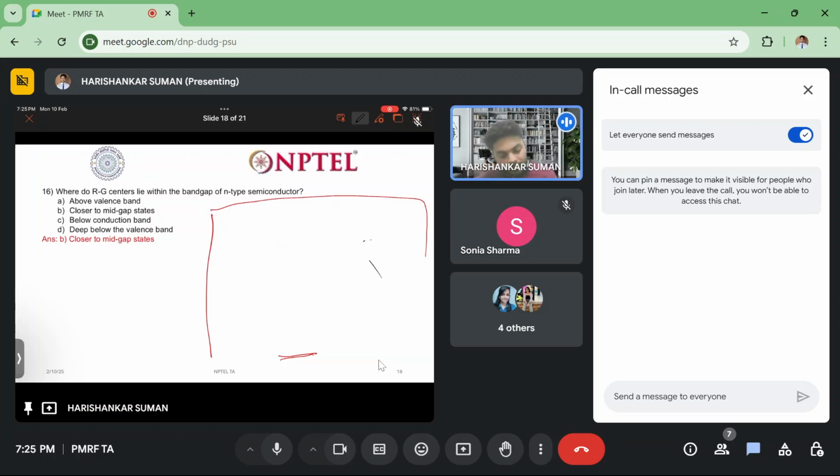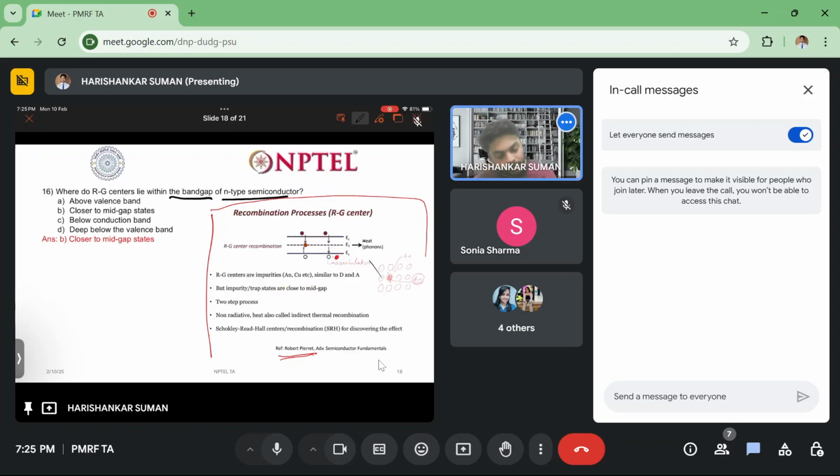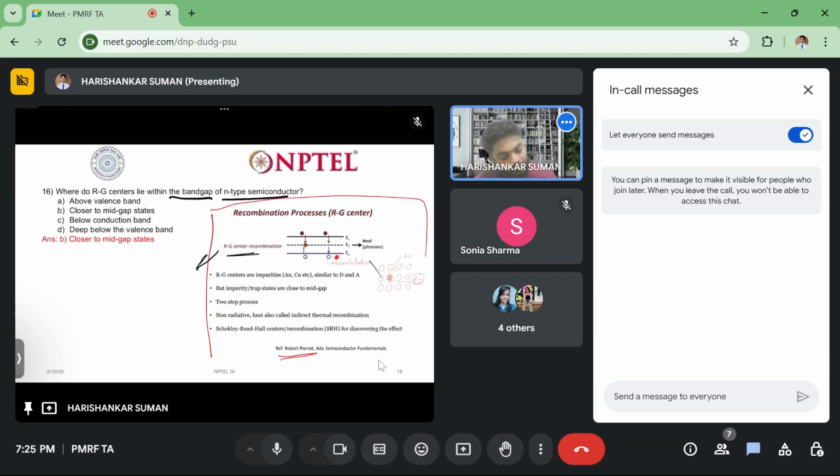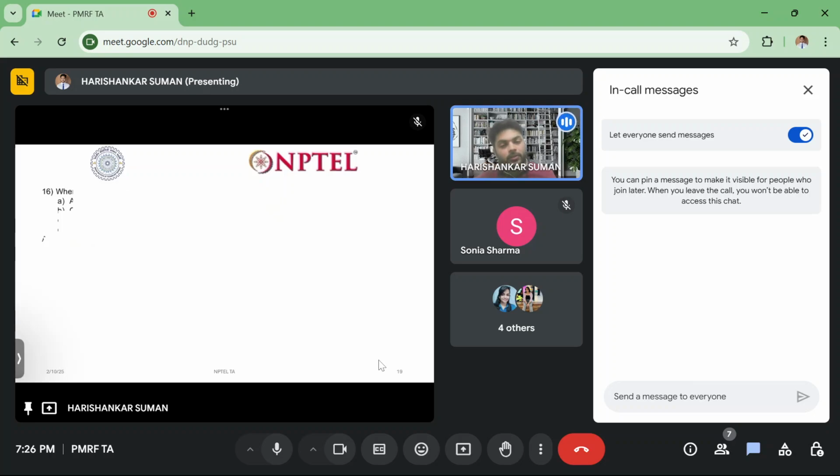Where do RG centers lie within the band gap of an n-type semiconductor? RG centers always lie closer to the mid gap, whether the material is n-type or p-type. Okay, you can use this reference or you can read. If you have doubt, you can ask me. Okay, next question.